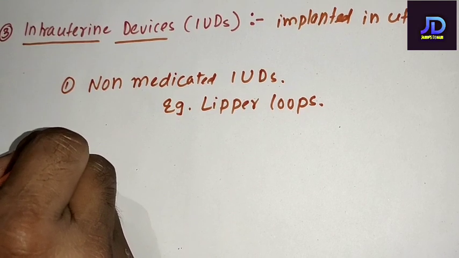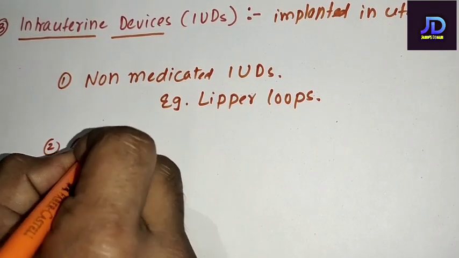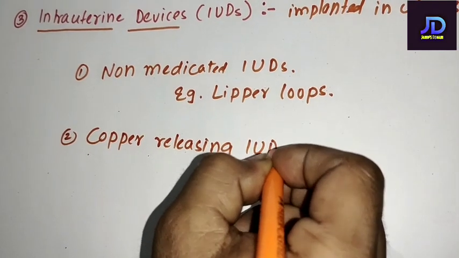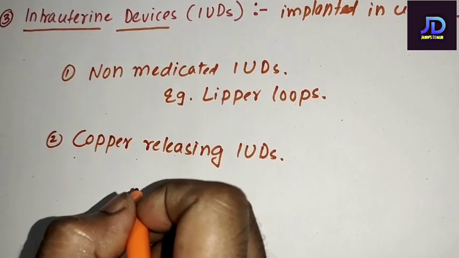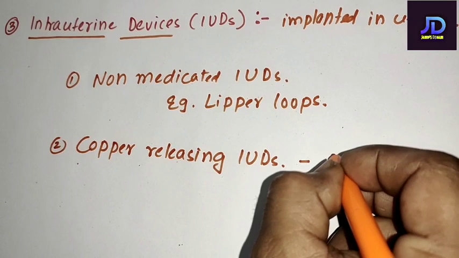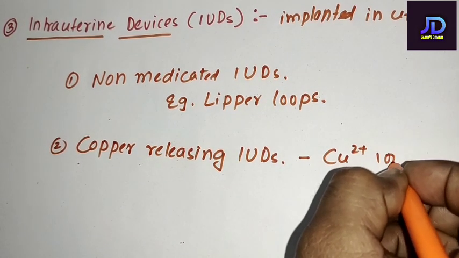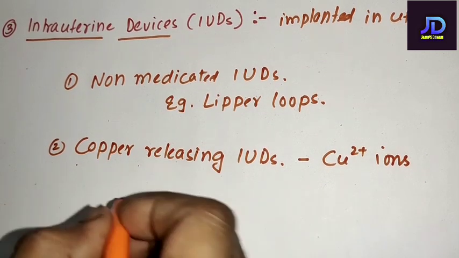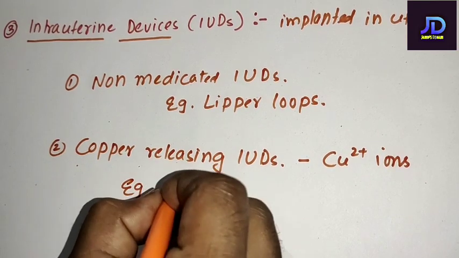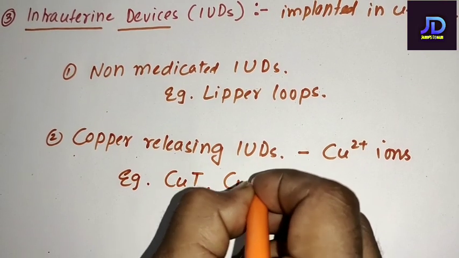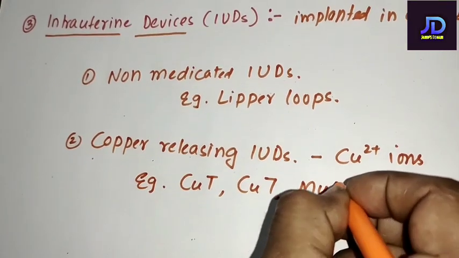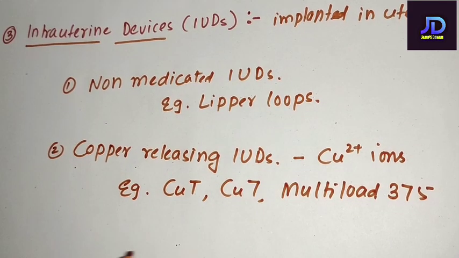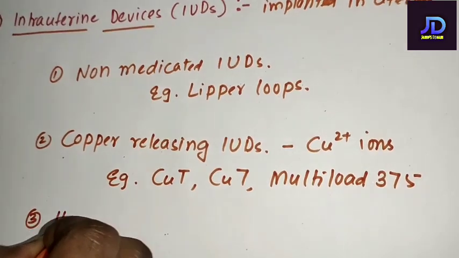The second type is copper-releasing IUDs. These release copper ions. When we discuss their action later, we will come to know how they actually act. The examples are Copper T, Cu7, and Multiload 375, which is very important. These are the examples of copper-releasing IUDs. The third category is hormone-releasing IUDs.